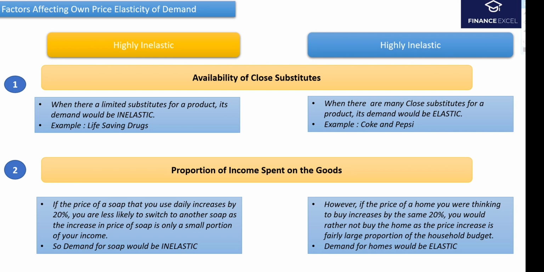Now guys, factors affecting the elasticity of demand. We've already discussed the availability of close substitutes, right? When there are many close substitutes available, the demand is elastic. I had given you the example of Coke and Pepsi. When the demand is elastic, the demand curve tends to be flattish, right? And we've already discussed that when there are limited substitutes available for a product, the demand for that product tends to be inelastic, and the demand curve for an inelastic good tends to be steeper.